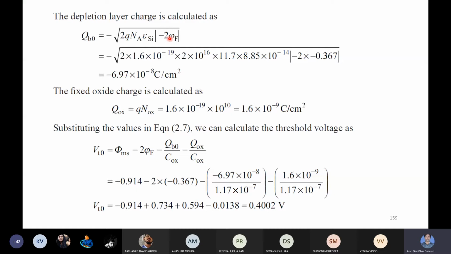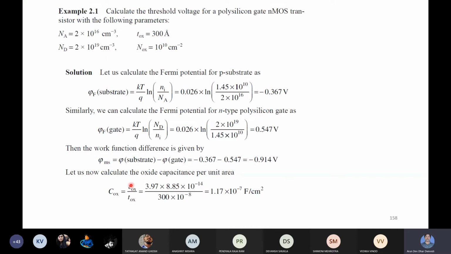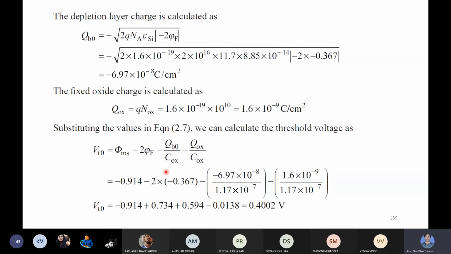Okay, so let us move. QB0 is equal to minus under root 2 q Na epsilon si mod of 2 phi f. Then q is the electronic charge, 1.6 into 10 power minus 19 coulomb. Na is given, and here it is epsilon of silicon. Previously in this case it was epsilon of oxide, 3.97 into epsilon naught, but for silicon it is 11.7 into epsilon naught, where epsilon naught is 8.85 into 10 power minus 14 farad per centimeter.